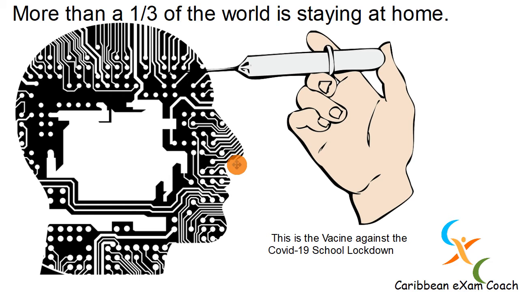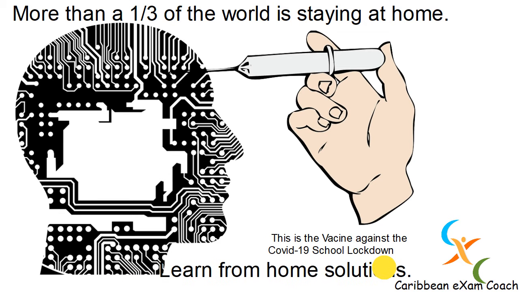Think of the set of videos that you're about to see as the vaccine against the COVID-19 school lockdown, where you weren't able to get instructions. Now you can do so at home. Because of the COVID-19 pandemic, more than 1/3 of the world is staying at home. Students around the world at primary schools, secondary schools, universities, and colleges are staying at home and have to learn at home. You too can join them and learn using the solutions that are being presented here.